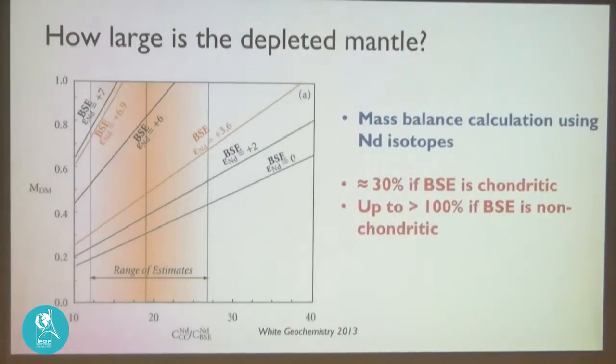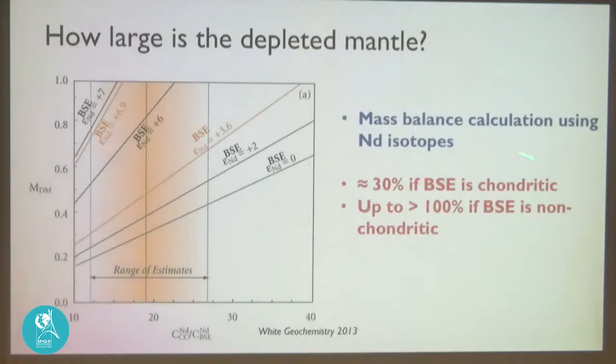If the primitive mantle was not chondritic, as had been suggested in recent years, but is still highly discussed and probably was a bad interpretation. But if it's much higher, shown by this line, then you see that in some cases it's simply impossible because you need to have more than 100% of the mantle that's depleted. So the take-home message here is that probably we should stick to these values, and it's probably about a third of the mantle, which is more than the upper mantle.